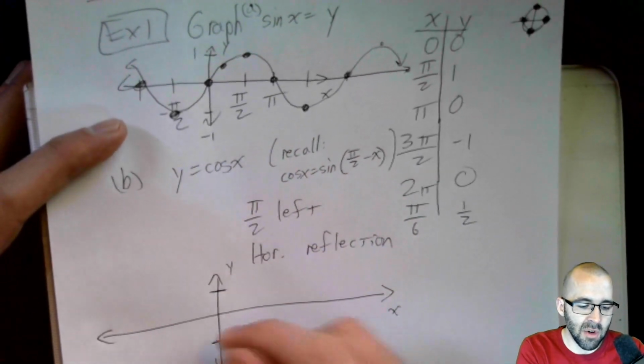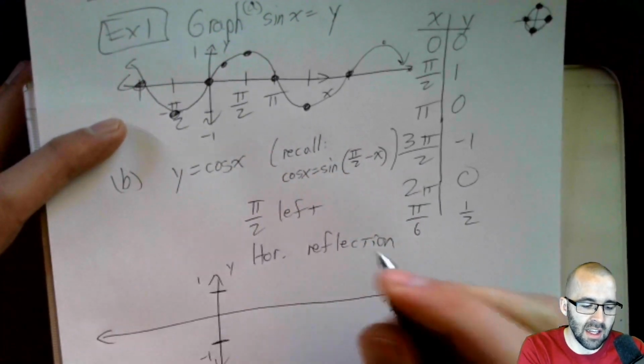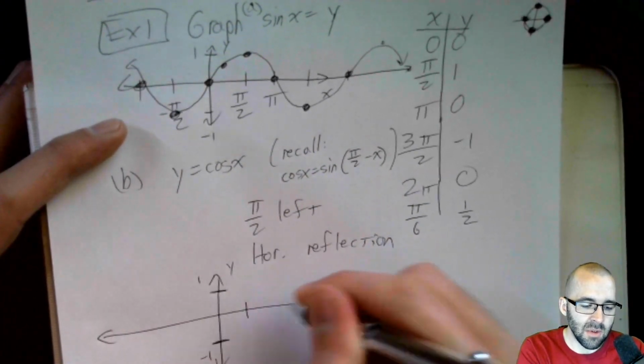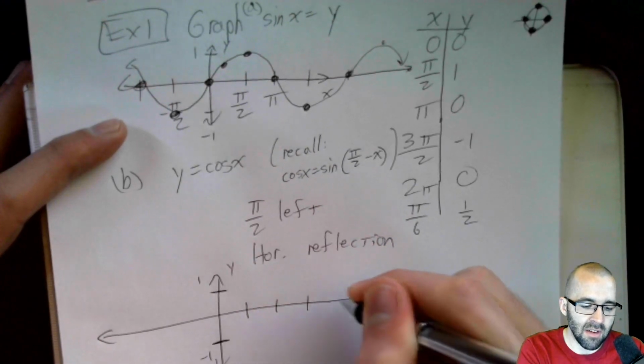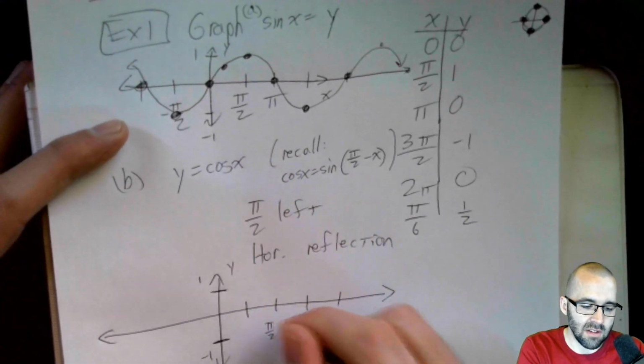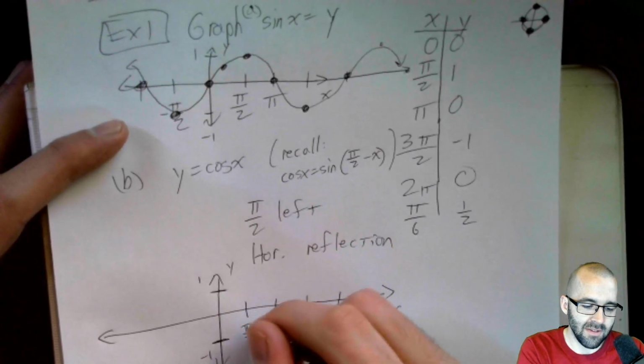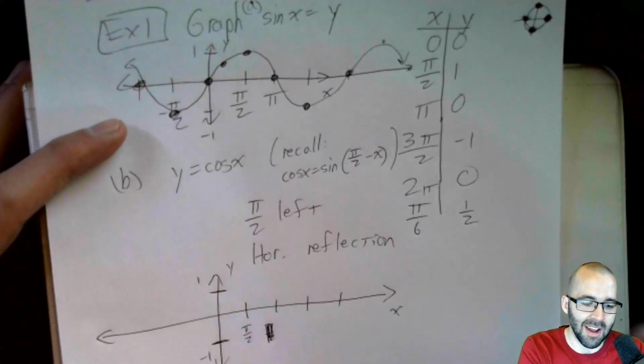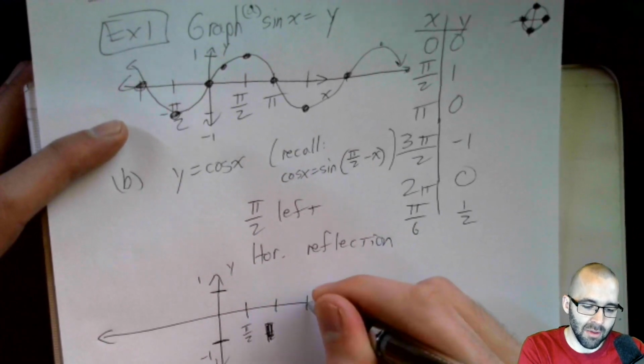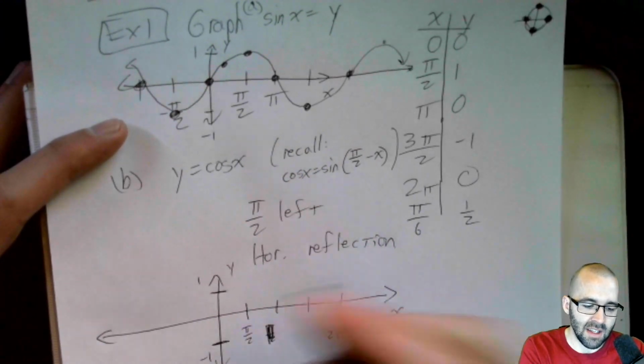Again, we're not moving it up or down, so we can still have a positive one and a negative one right here. And again, we still really care about hash marks of every pi over 2. Say this is pi over 2. Oops. That's pi over 2. This is the danger of doing math with a pen. So that's pi, 3 pi over 2. This is 2 pi, etc.